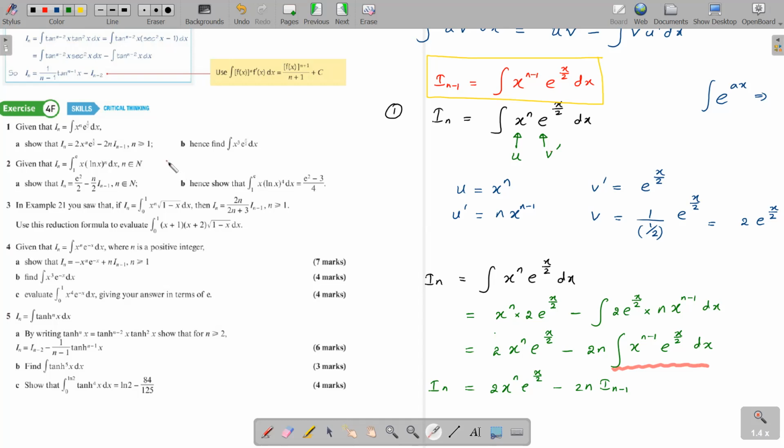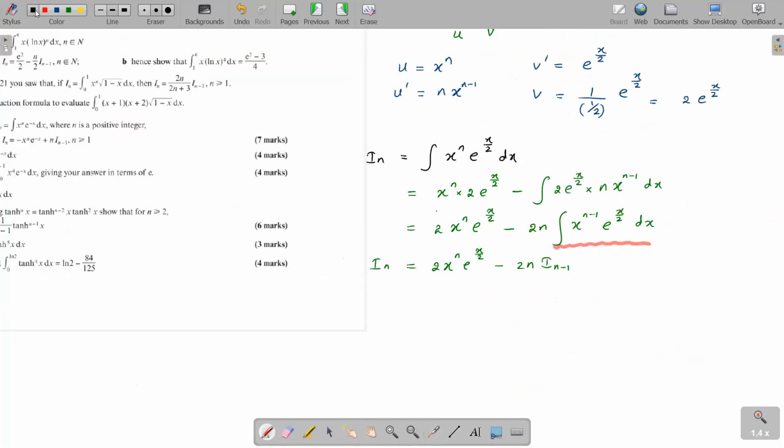Now here is where the practical use of this comes. Hence, find the integral of x^3 e^(x/2). First of all, tell me what the integral of x^3 e^(x/2) is according to this formula. Now, I_n is the integral of x^n e^(x/2), so this must definitely be I_3, right? Are you all with me? So in part B, they ask you to find I_3, which is the integral of x^3 e^(x/2).